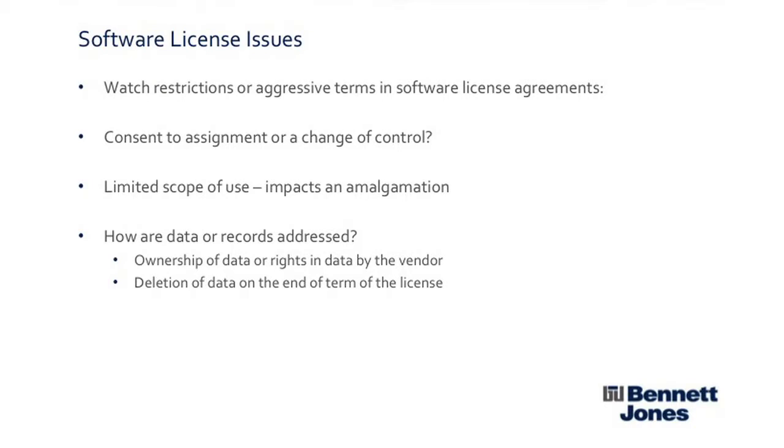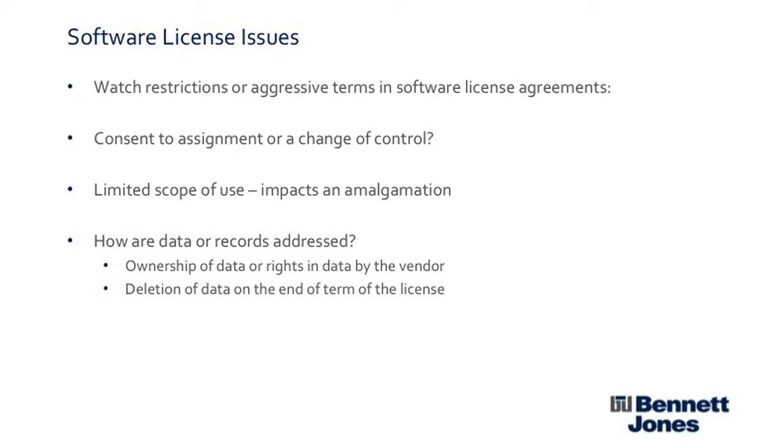So we look for restrictions or aggressive terms in software license agreements, and it's not unusual to find those terms in software license agreements. Very often companies don't pay attention to these licenses and don't negotiate them. So there'll typically be a requirement for consent to assignment or an ability to terminate on change of control. So the software itself may be a situation where you have to pay an additional fee just to continue to use the software as the acquirer. And that's typically the case in many seismic data license agreements.